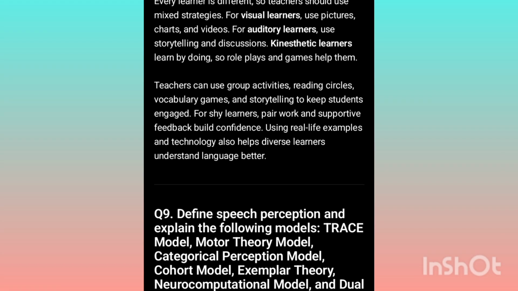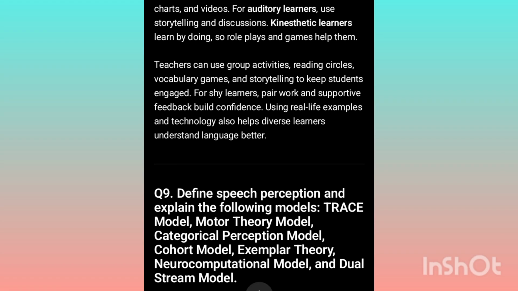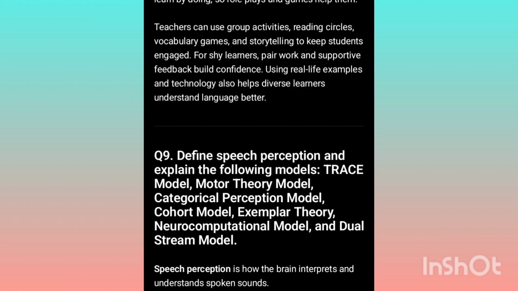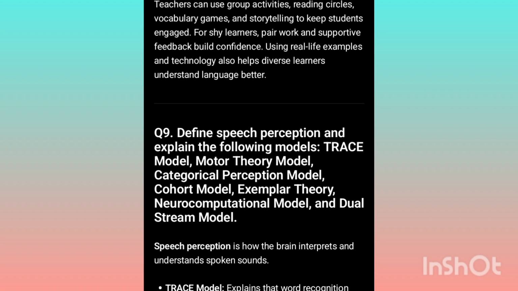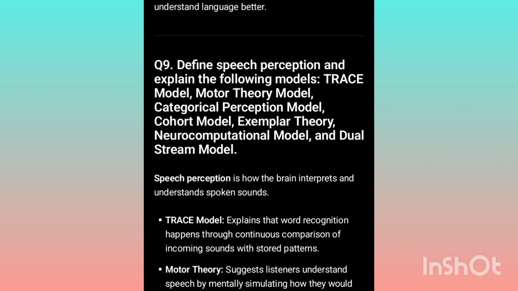Teachers can use group activities, reading circles, vocabulary games, and storytelling to keep students engaged. For shy learners, pair work and supportive feedback build confidence. Using real-life examples and technology also helps diverse learners understand language better.